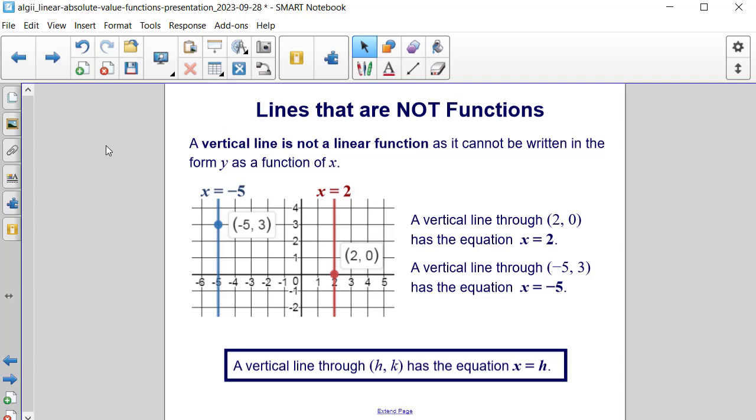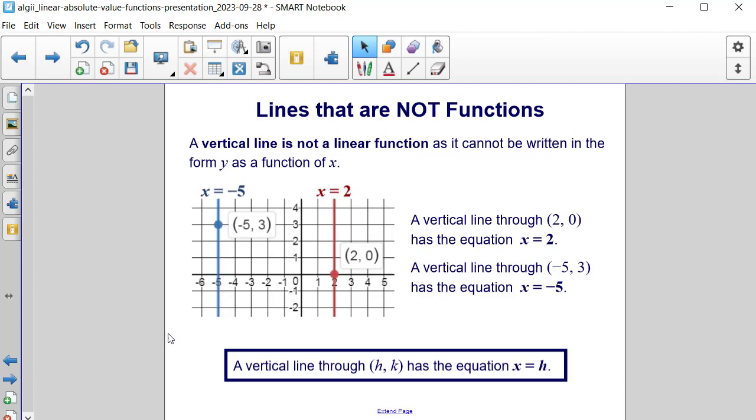We also have lines that are not considered to be functions, and those lines are vertical lines. A vertical line is not a linear function, as it cannot be written in the form y as a function of x. Instead, it's written as x is equal to the number which correlates to the x coordinate of every single point on this line.